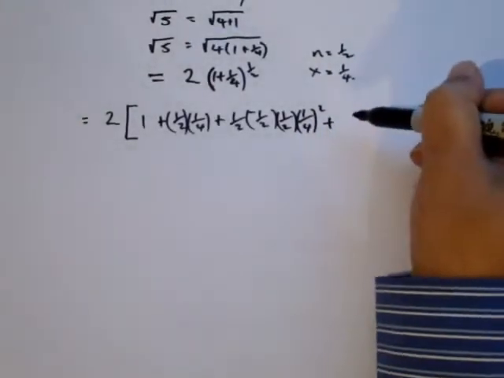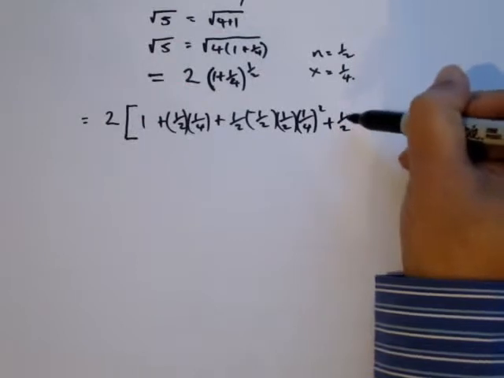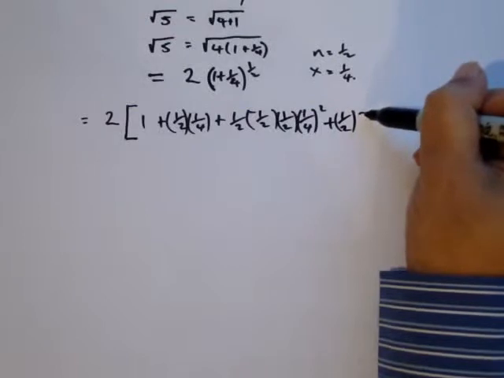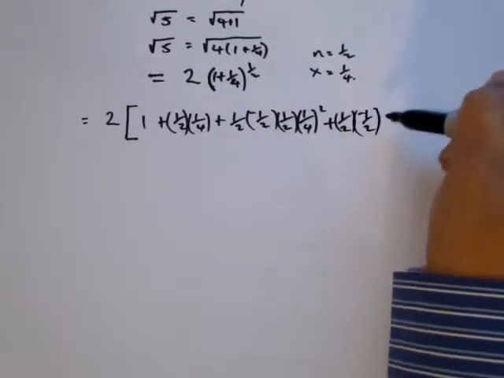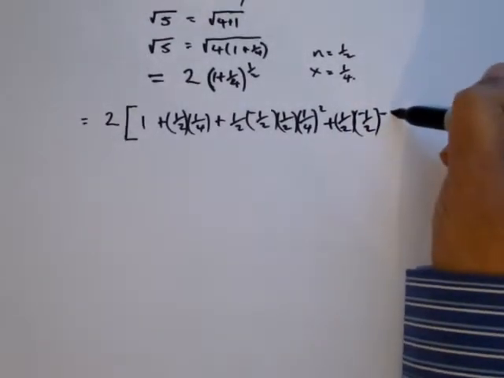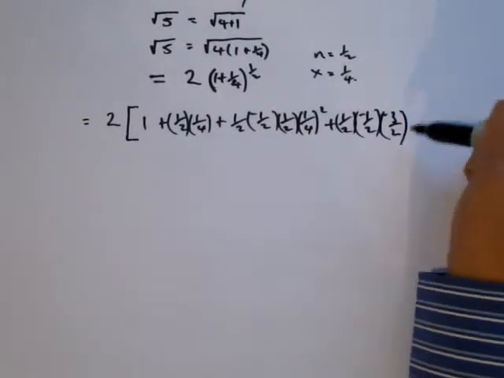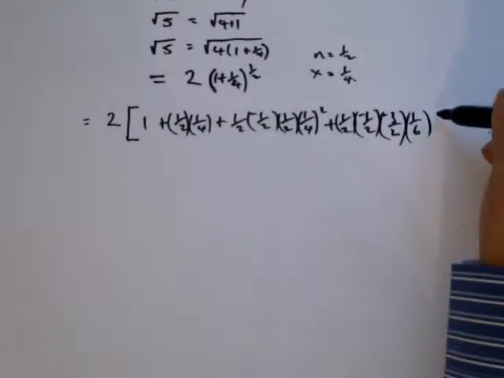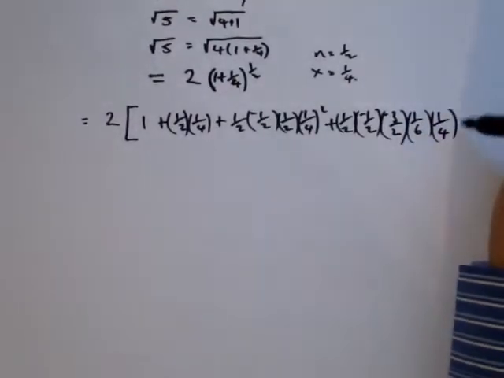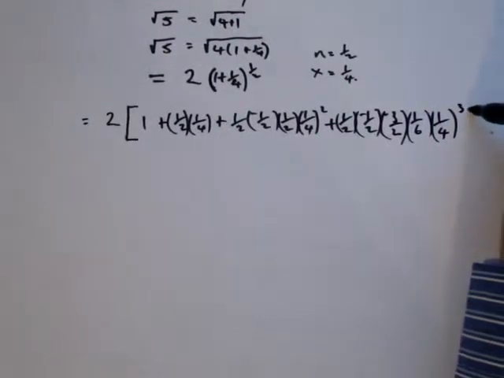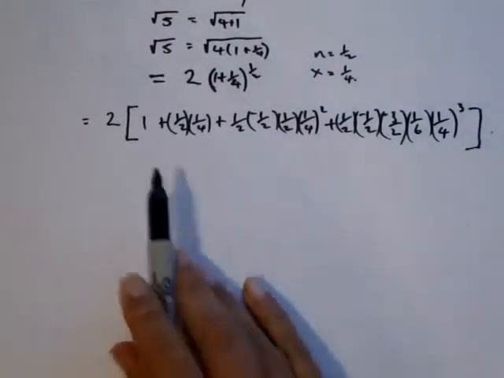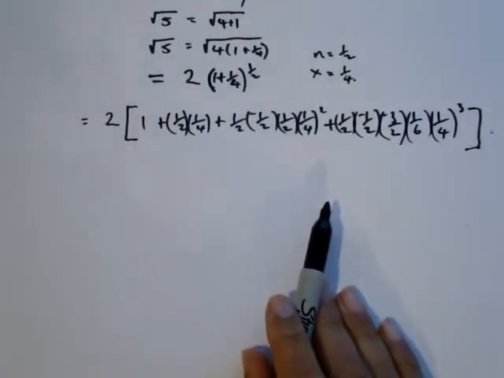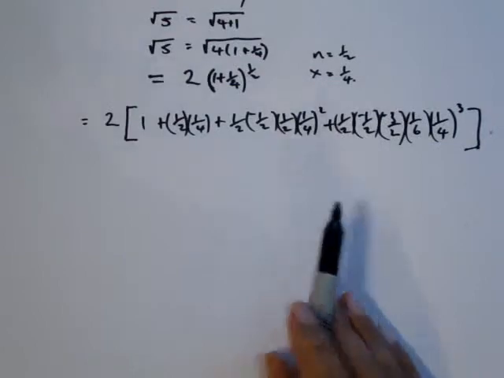Similarly, the next term becomes a half multiplied by minus a half, multiplied by n minus 2, which is minus 3 over 2, divided by 3 factorial, multiplied by a quarter cubed. This is the first 3 terms, which is usually all we require to get an approximate answer.